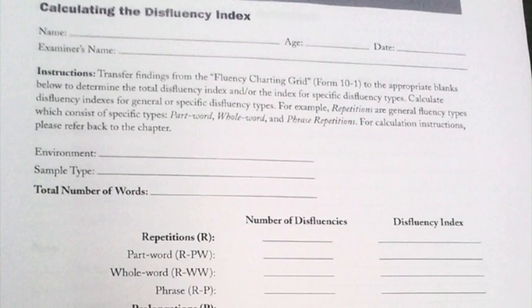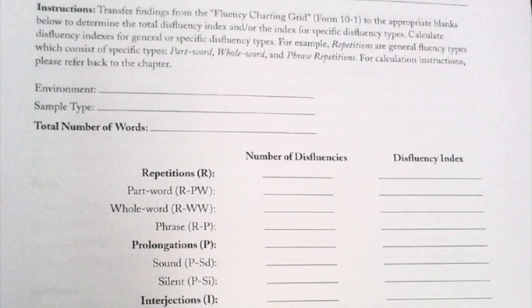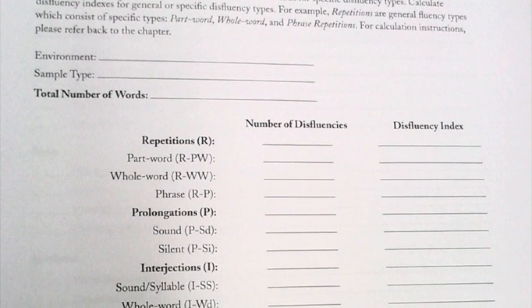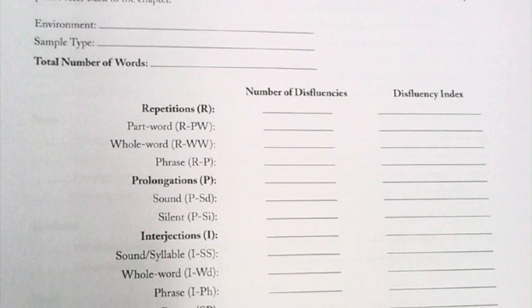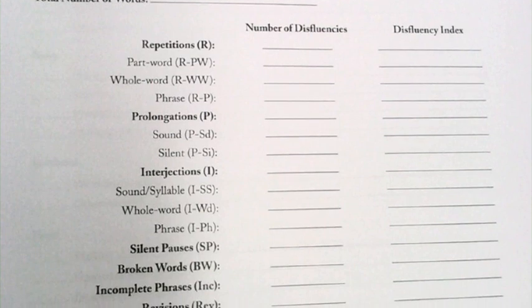This is an example of a form used to calculate the disfluency index. Using this form, the findings from the Fluency Charting Grid are transferred to the appropriate blanks below to determine the total disfluency index.